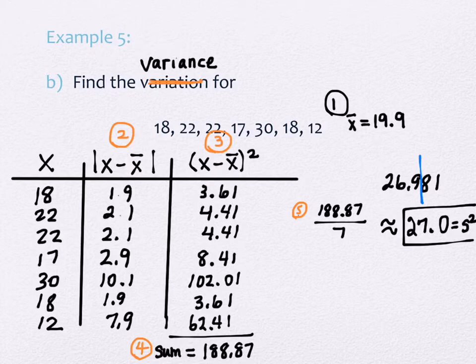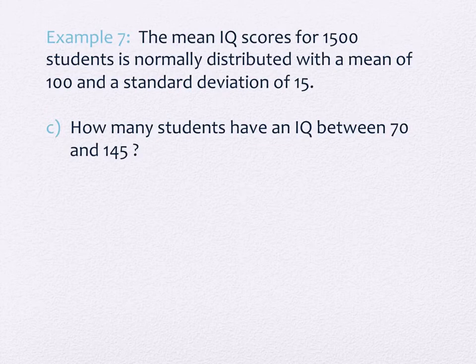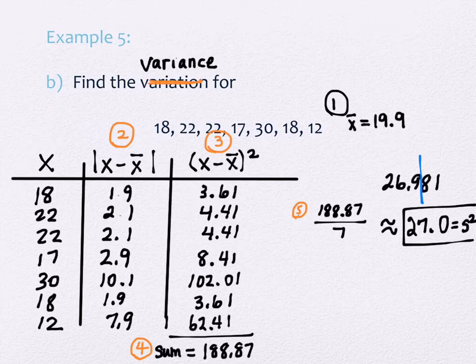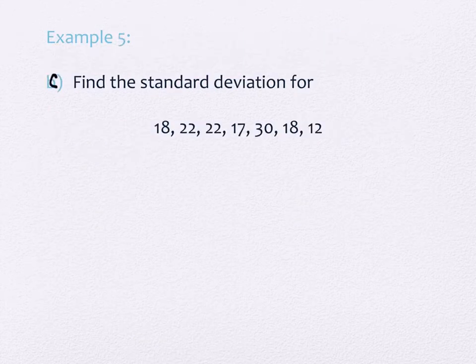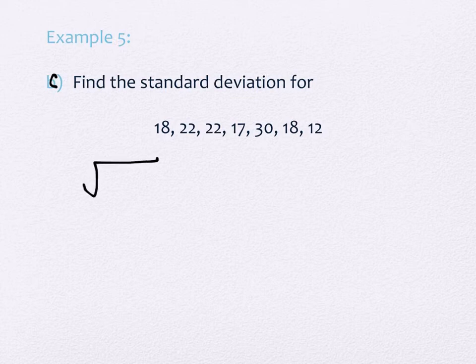All right, how about part C? I've got the wrong part C on here. Hang on a second. All right, this says B. It's really C. Standard deviation for 18, 22, all the way up to 12. Well, how do we get standard deviation? Do I have to go through everything again? No. We want the square root of the variance. So S is going to equal the square root of 27.0.